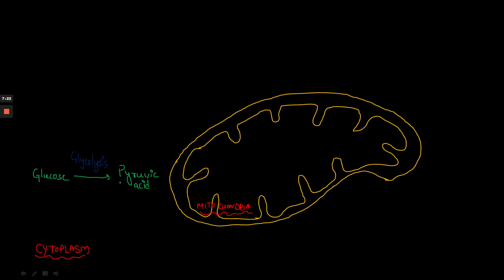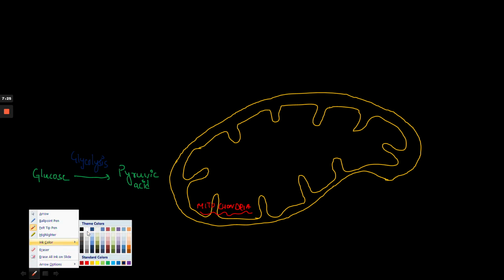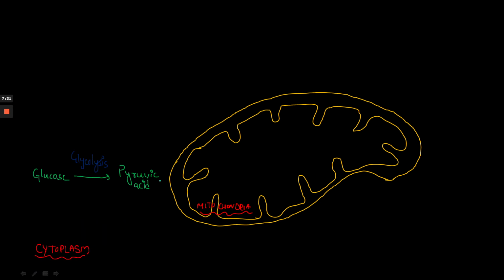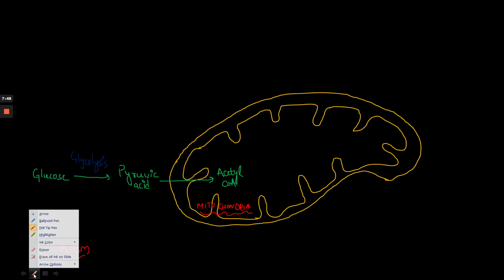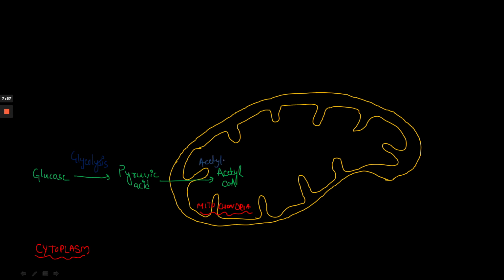So once this glycolysis is done, this pyruvic acid is going to enter the mitochondria. It enters the mitochondrial matrix, and here this pyruvic acid is going to get converted into something known as acetyl-CoA. This process, the conversion of pyruvic acid to acetyl-CoA, is known as acetylation, or the link reaction that we have just talked about, right?